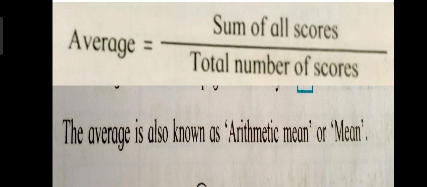Average is equal to sum of all scores upon total number of scores. The average is also known as arithmetic mean or mean. Students, this is of chapter number 11, the chapter statistics. In this, we have studied at the beginning that whatever the scores are being given, we are going to add the scores and also going to count the number of scores.